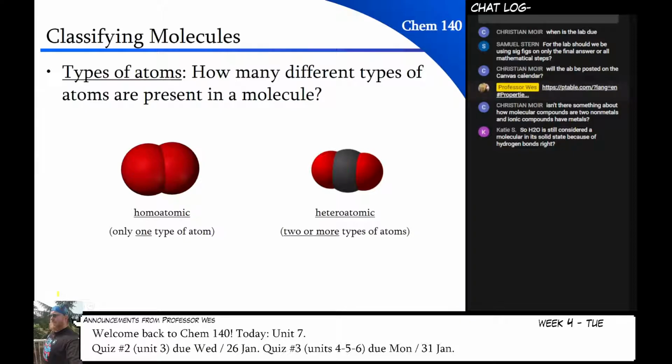Two or more types of atoms would be heteroatomic, where you have different types. So homo being same types of atoms, hetero being different types of atoms.